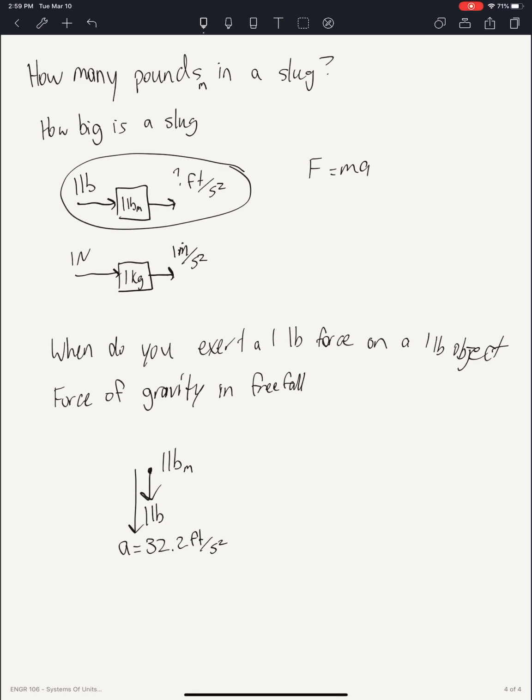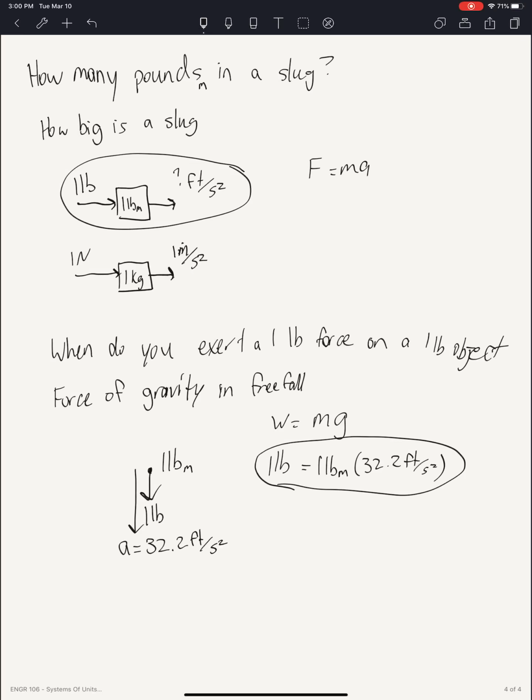So, 1 pound mass times 32.2 feet per second squared is equal to 1 pound. This is a situation we know. We know in free fall, a 1 pound mass object has a 1 pound force acting on it because 1 pound is actually the weight. That's what 1 pound is. It's the weight force. So we have this relationship instead. This might be familiar to you. This formula is W equals mg.